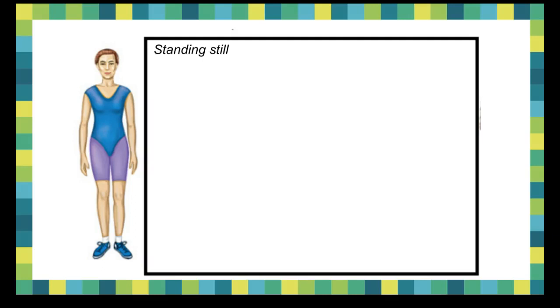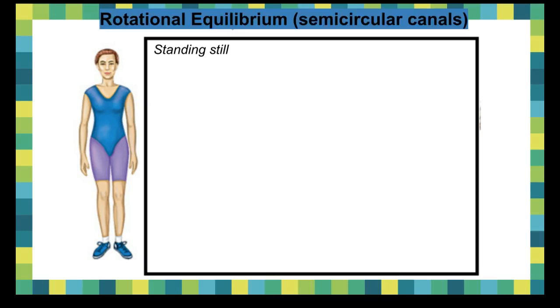So in your guys' notes, you have 4 different diagrams. Okay, so it points to the semicircular canals and the vestibule. And we're going to go through the first one, woman standing still. Okay, this is going to be rotational equilibrium found in the semicircular canals.